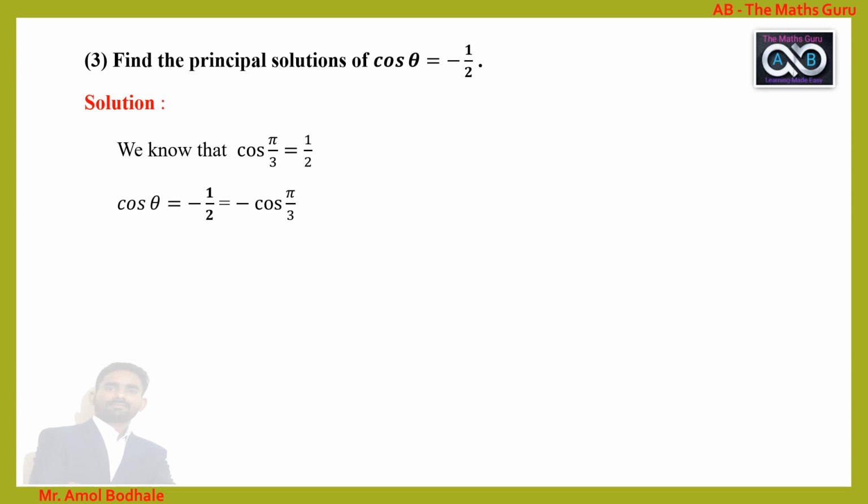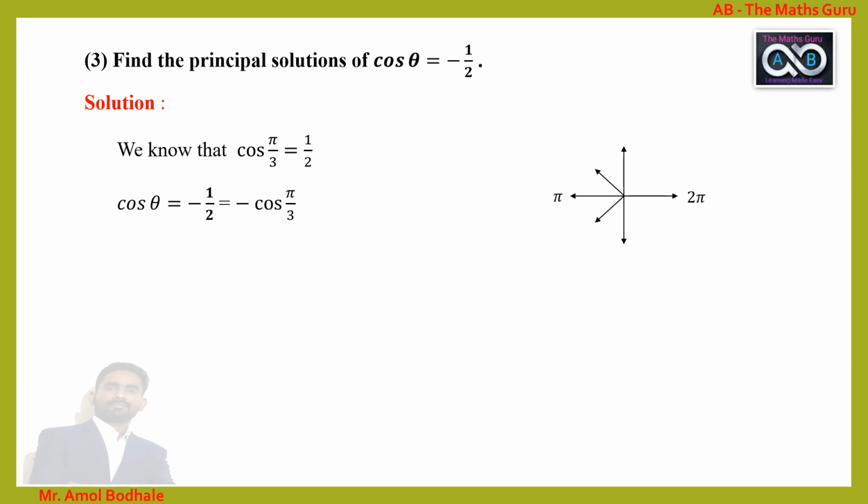Now we cannot compare this cos theta equal to minus cos pi by 3 because this side is positive and the another side is negative. So our target is changing this negative function in terms of positive. So that's why we should think in which quadrant cos theta is negative. So we know that cos theta is positive in first and fourth. That means cos theta is negative in second quadrant and third quadrant.